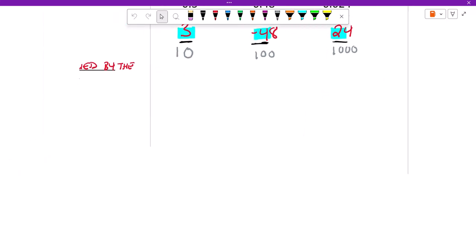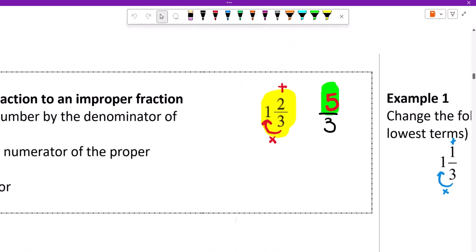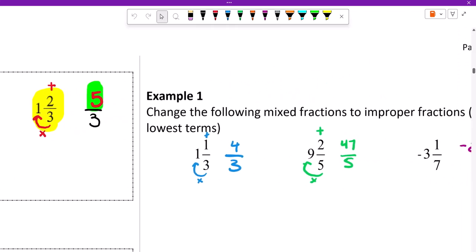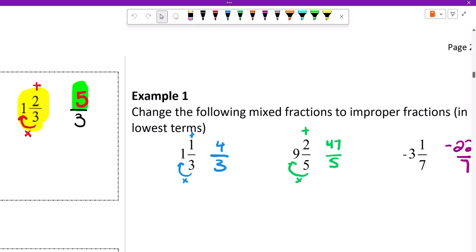Okay? Going over here. This is a mixed fraction. This is an improper fraction. Most of the stuff we're going to do this year is working with improper fractions. So you need to go from here to there. The denominator never changes. It stays the same. To get the numerator, you multiply the denominator with the whole number, then you add the top. Right? And the tricky situation was when you had a negative out front.